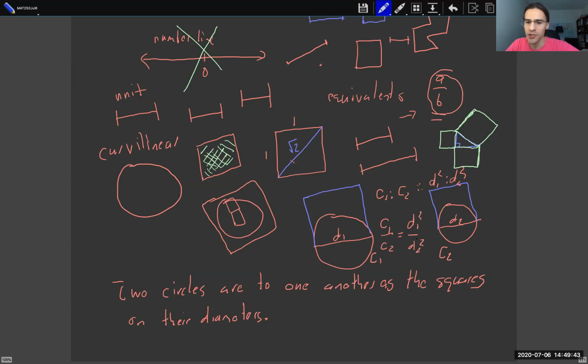Now, why is this true in modern terms? Well, the area of a circle is pi r squared, right? So if you change the radius or you change the diameter, the area of a circle changes as the square of the factor by which you scale, right?